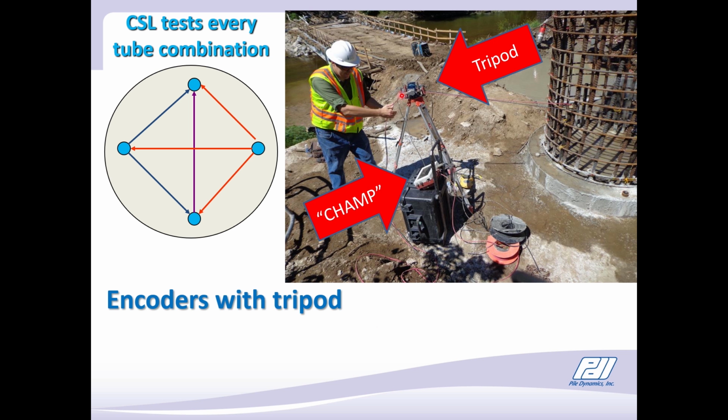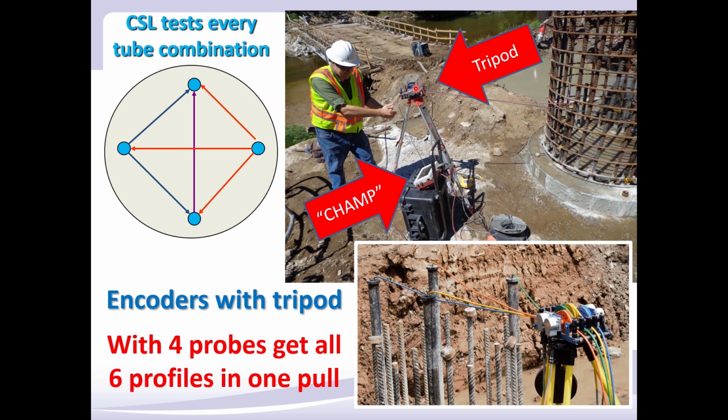Here you see the operator. We have depth encoders that we know then as the cable pulls across the depth encoder, it records the depth that the probe is in the tubes. He pulls and raises the probes simultaneously. We can have a system with 4 probes at one time. So with one pull, you can get all 6 profiles in one pull.